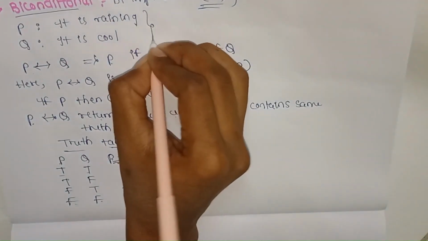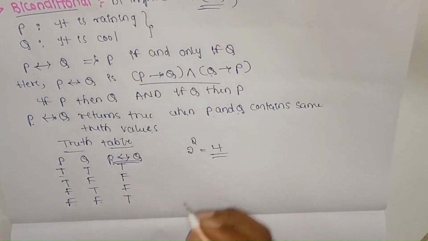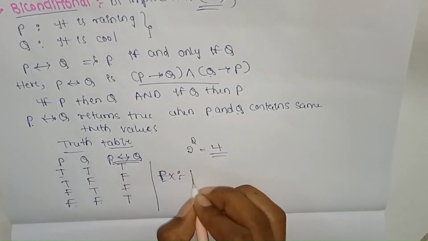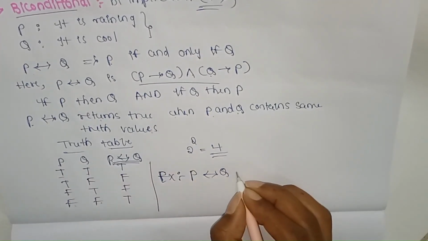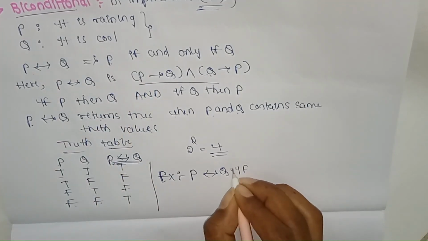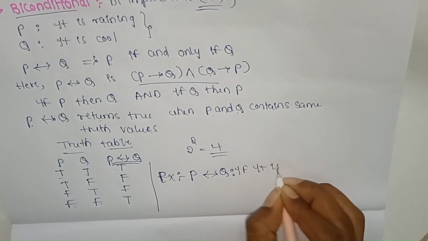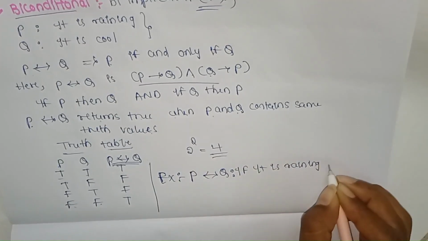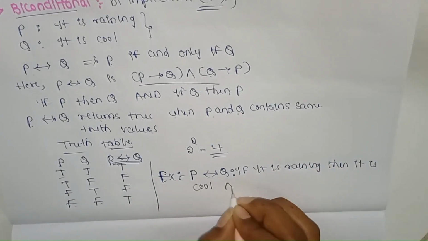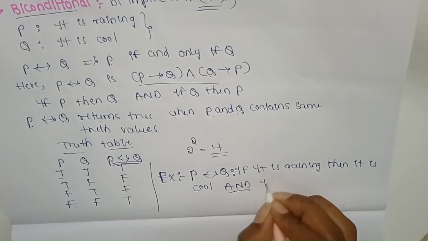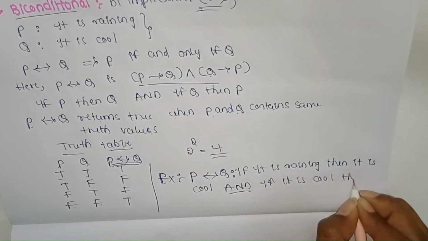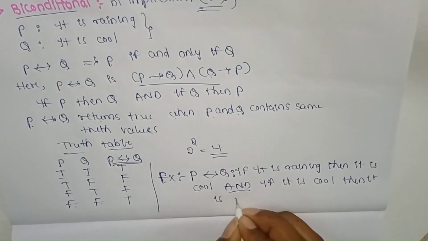Now apply the biconditional operation to these two statements, which means P biconditional Q is nothing but if it is raining, then it is cool, and if it is cool, then it is raining.